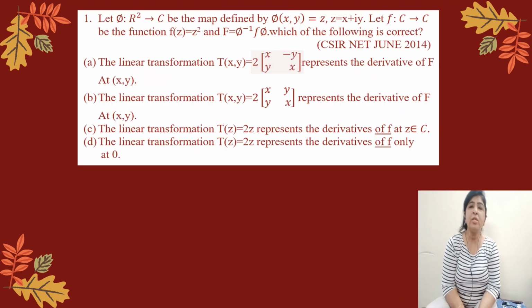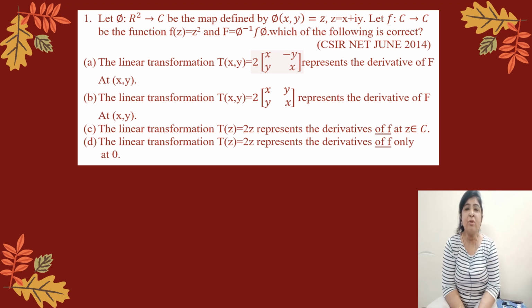So the first question is: let phi from R square to C be a map defined by phi(x, y) = z, where z is x plus iota y, and let f from C to C be a function defined by f(z) = z square, and capital F is equal to phi inverse f phi. Which of the following is correct? Four options are given to us and we have to choose one or two, whatever satisfy the given statement.